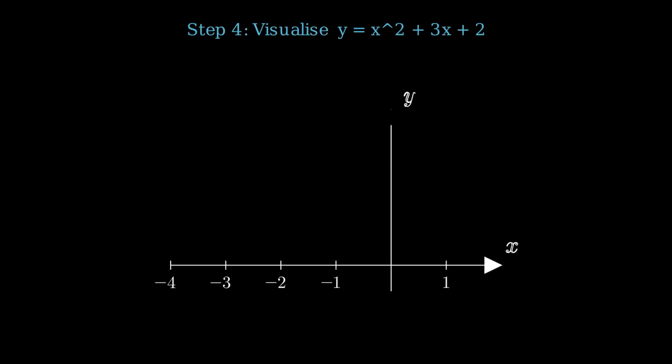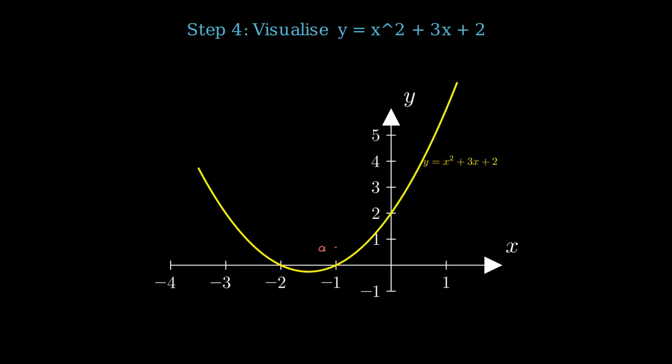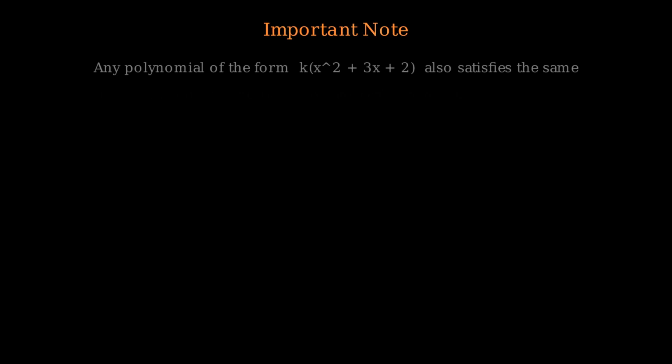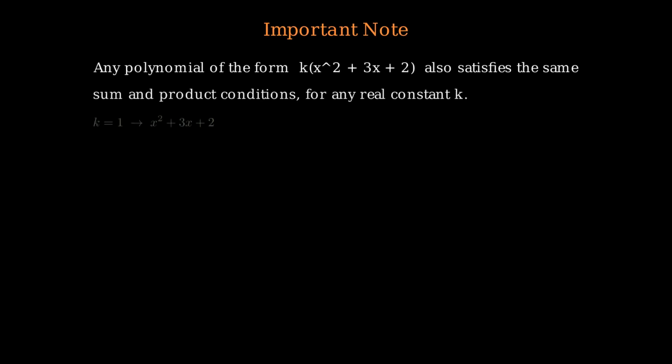Check the sum, negative 1 plus negative 2 equals negative 3. That matches the given sum. Check the product. Negative 1 times negative 2 equals 2. That matches the given product. Verified. Step 4. See the graph. The parabola y equals x squared plus 3x plus 2 opens upward and crosses the x-axis at negative 1 and negative 2.